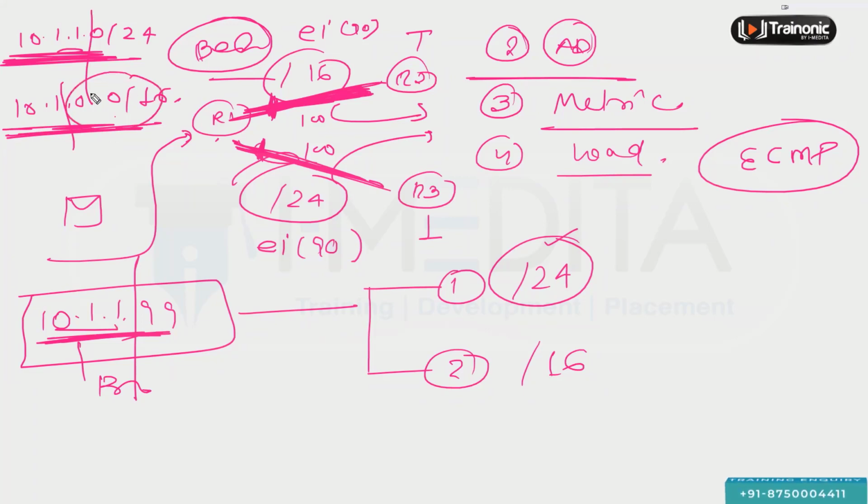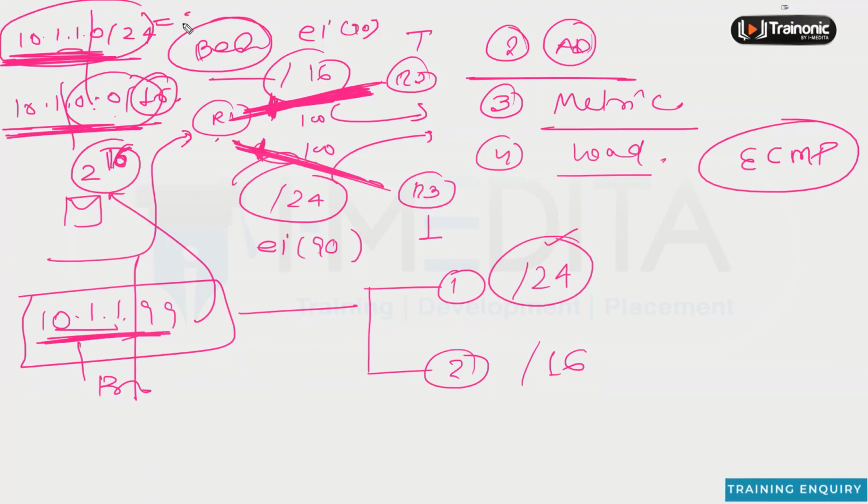Approximately 2 raised to the power 16 number of destinations. Because slash 16 means 16 bits for network and 16 bits for host. So in this range, how many number of hosts are there? 2 raised to the power 16 number of hosts are there. So the router has to search this destination in this much amount of hosts. And if you talk about this, how many number of destinations are there? Just 2 raised to the power 8. So the router has to search only in 256 number of destinations.